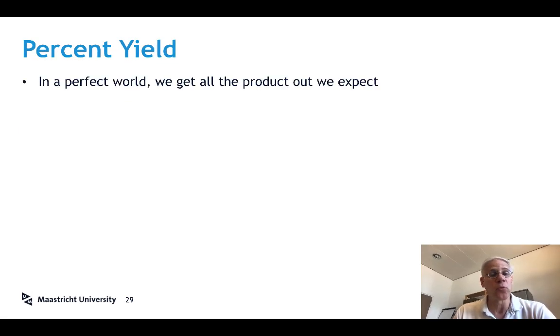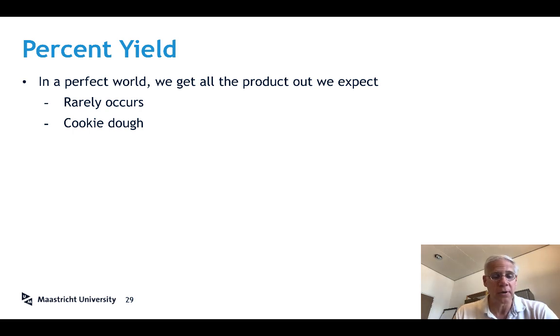Now, in a perfect world, when we do a reaction like that, we get all the product that we would expect. This, however, rarely occurs. The example I like to use is with cookie dough. If you make a recipe with cookie dough, or if you buy tube cookie dough, it usually says you should get a certain amount of cookies out. However, we all know that we snack on the cookie dough as we're making the cookies, and we don't get as many cookies as we're supposed to.